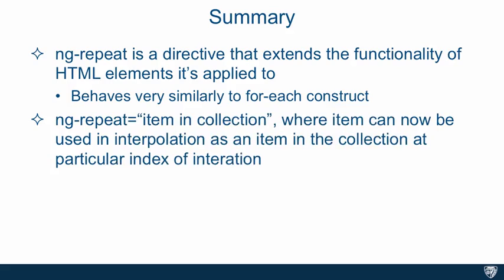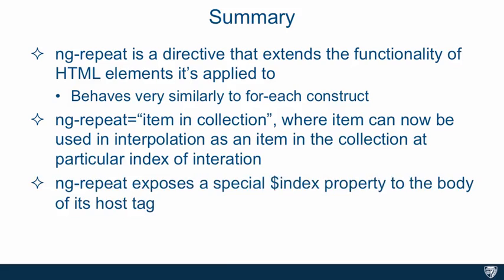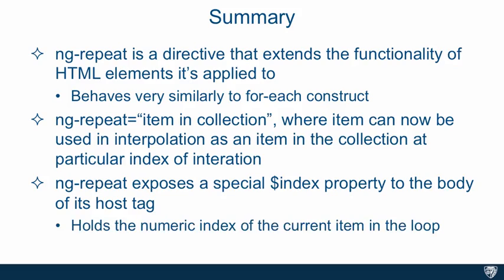The way it works is ngRepeat is an attribute on some element, and then you specify some item, which is a variable, in some collection, and the collection should be some kind of a property on usually the scope service. And each item can now be used in interpolation as an item in the collection at a particular index of iteration. Now, ngRepeat also exposes a special $index property to the body of its host tag. And what it does is that $index holds the numeric index of the current item in the loop, and you're able to then use it in your interpolation or in some calculations inside of the HTML template.